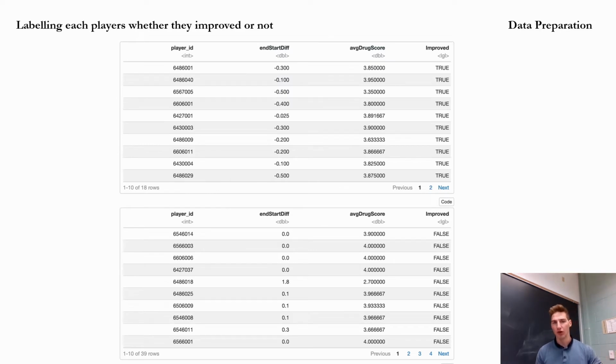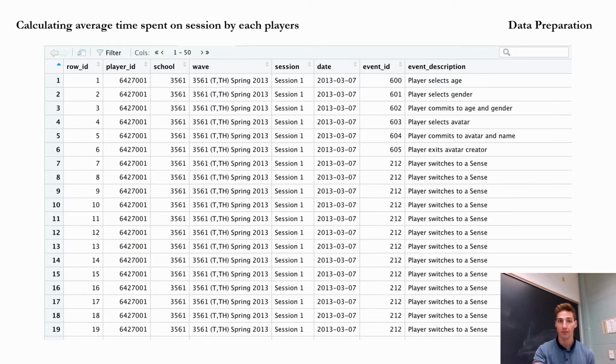Looking at the data, we noticed that a lot of students had the same score throughout the entire period. So we wanted to subset the data into two groups, those students who did improve over the trial period and those students who didn't. Once we had that, we looked at the log data.